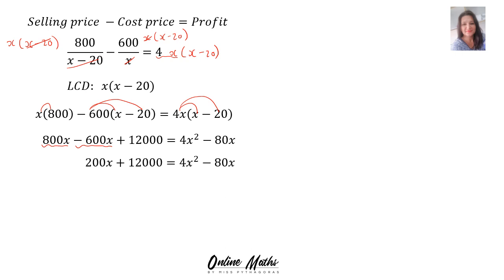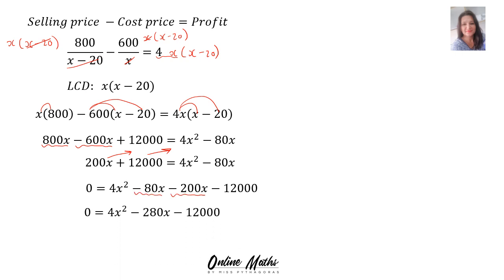And then in the next step, the 200x will walk across, the 12,000 will walk across. And remember, when they go across the equal sign, their signs change into a negative. Now I'm going to add like terms. Negative 80x, negative 200x is equal to negative 280x. And then I'm going to divide right through by 4. And I end with 0 equals x squared minus 70x minus 3,000.